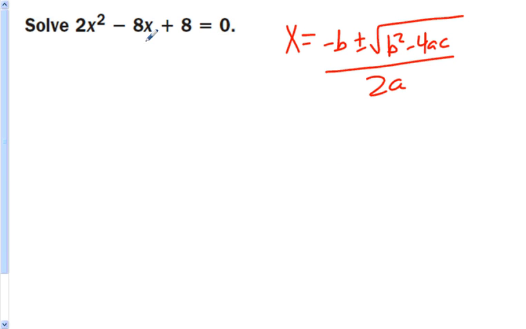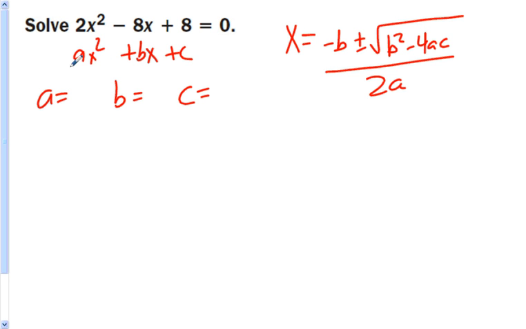If you notice, the problem that we have is already equal to 0. It's in standard form. So again, standard form is ax squared plus bx plus c. And we're going to identify a, b, and c. So that should be your first step.